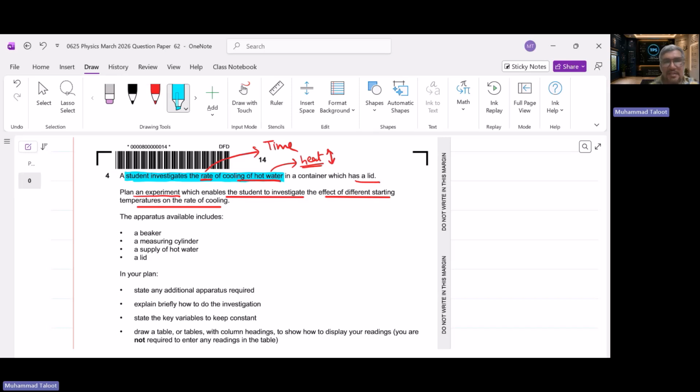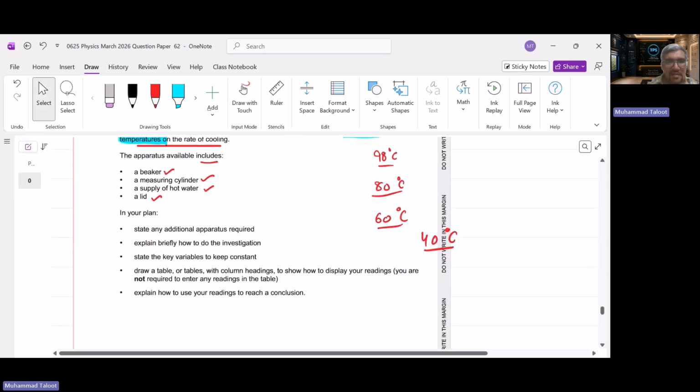Okay, starting temperatures will be different. How does the effect of different starting temperature work? Initially you take the hot water at 98 degrees Celsius, 80 degrees Celsius, 60 degrees Celsius, 40 degrees Celsius. So how does the starting temperature affect the cooling rate? The apparatus available includes a beaker, measuring cylinder, supply of hot water, and a lid. In your plan, state any additional apparatus required.